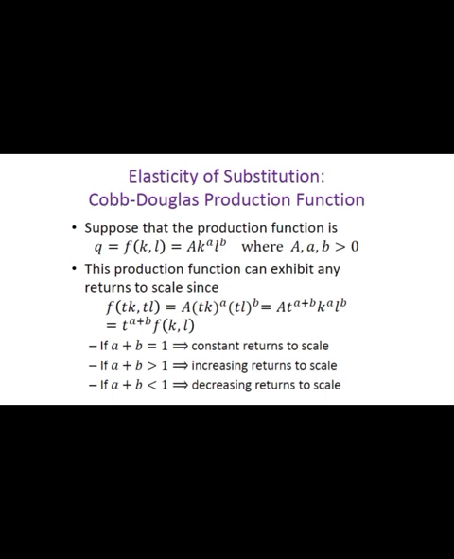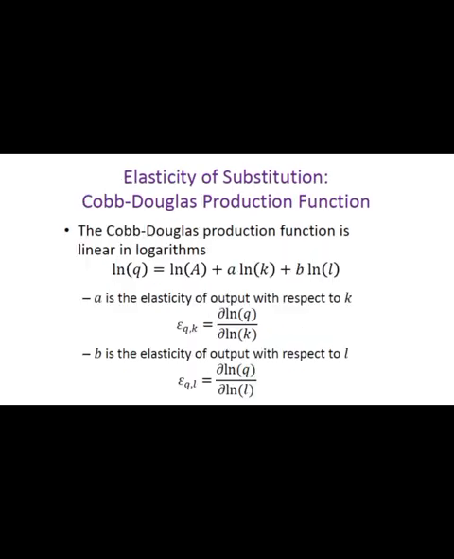If a plus b is equal to 1, then T to the power 1 means constant returns to scale: double inputs, double outputs. If a plus b is greater than 1, it's increasing returns to scale: doubling inputs more than doubles output. If a plus b is less than 1, it's decreasing returns to scale. This flexibility allows economists to model all sorts of real-world industries.